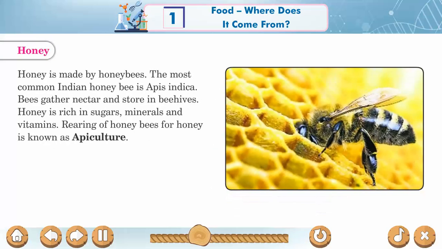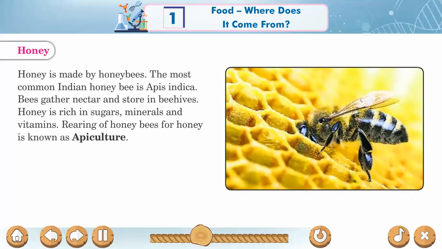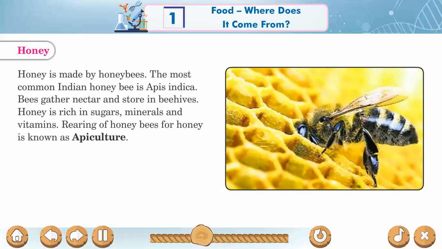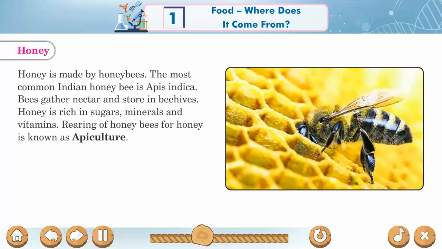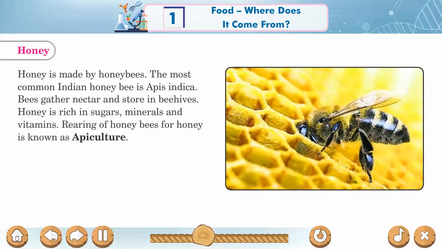Honey. Honey is made by honeybees. The most common Indian honeybee is Apis indica. Bees gather nectar and store it in beehives. Honey is rich in sugars, minerals and vitamins. Rearing of honeybees for honey is known as apiculture.